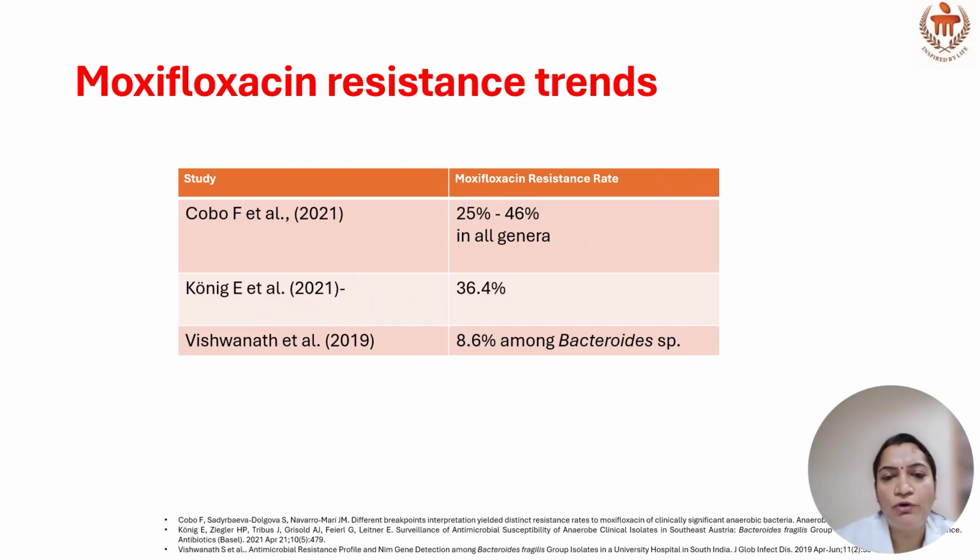So when we talk about quinolone resistance, most commonly the study has been conducted on moxifloxacin resistance. Again, the moxifloxacin resistance varies from place to place. Some authors have reported 36.4% of the anaerobic isolates being resistant to moxifloxacin, whereas in the study conducted in our setup, we have come across around 8.6% of the Bacteroides species being resistant to moxifloxacin.